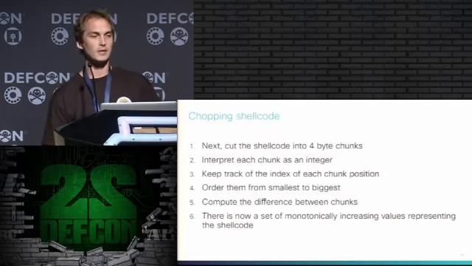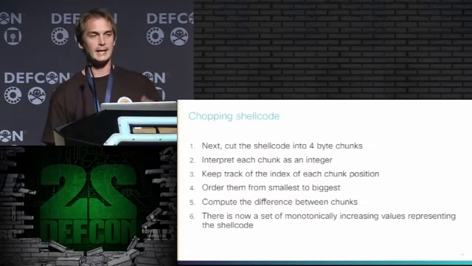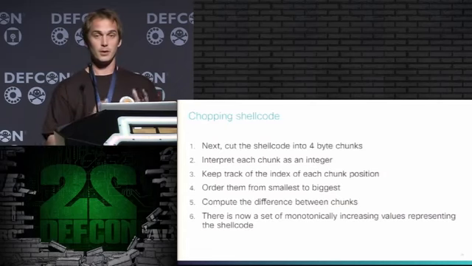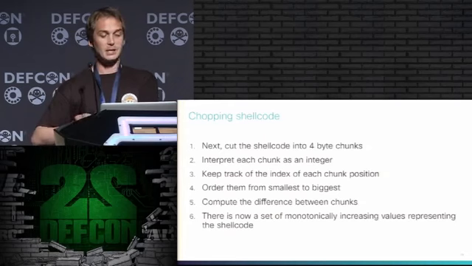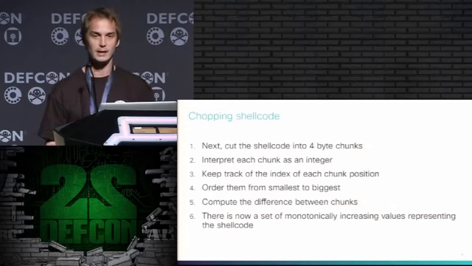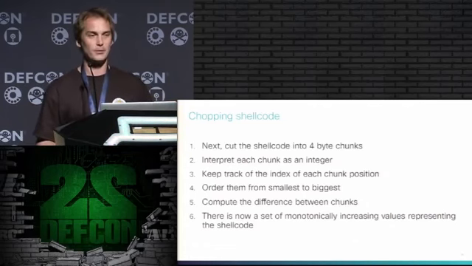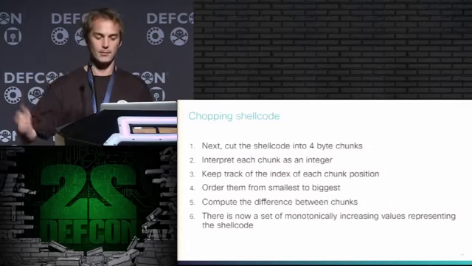And if you keep track of the index of each chunk, you know which index your number is. Since you're going to always be adding, you want them to be ordered, because you always want to go from smaller to bigger. So you take your shellcode, cut it into little bits as numbers, keep track of their position, and reorder them from smallest to biggest, right? And then once you've done that, you compute the difference between each chunk. That will give you deltas between your pieces of shellcode, and it will keep your shellcode monotonically increasing, meaning that each time you add a value to your register, it's going to always go up.